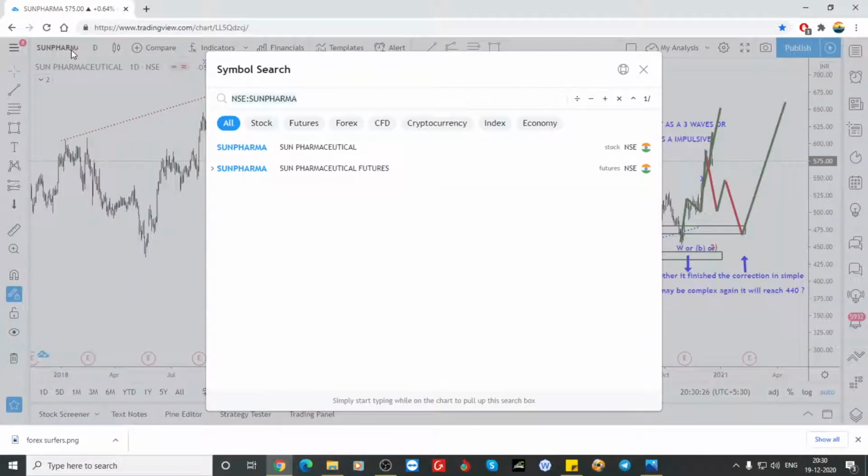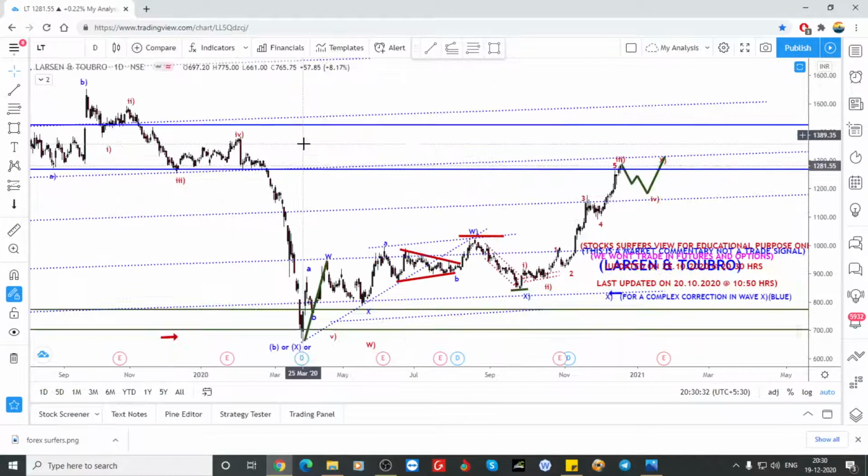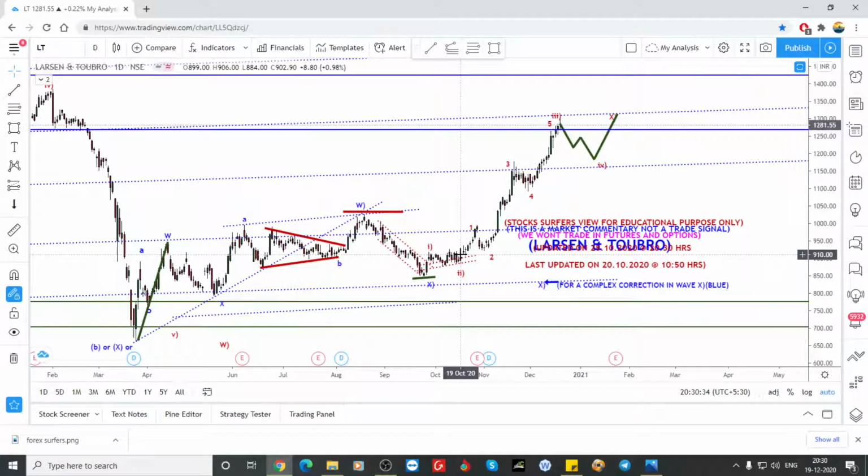So next we will move on to L and T. So same as I said the previous week also. So whether this could be an A also, ABC is a 1, ABC is a 2, ABC as a W, X. So A, B and C as a 3. So this could be a 1, this could be a 2.